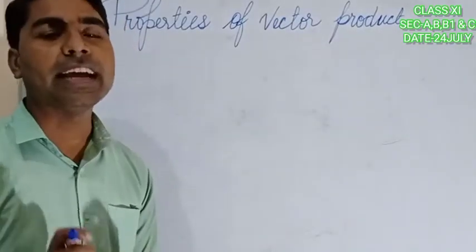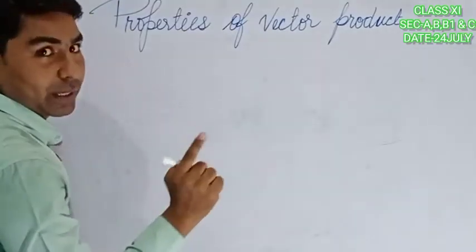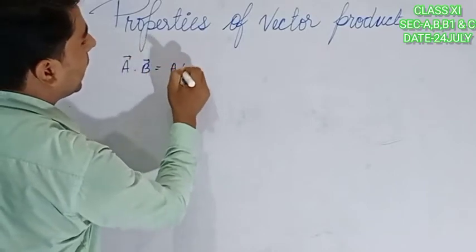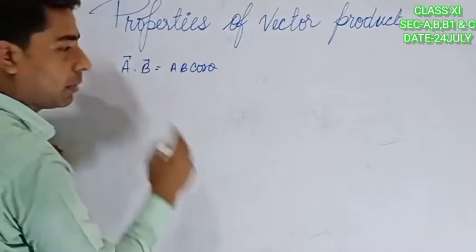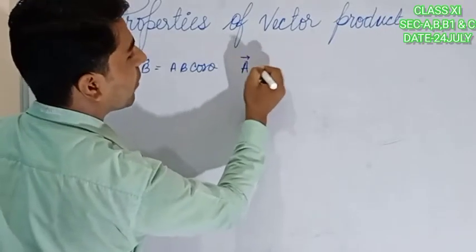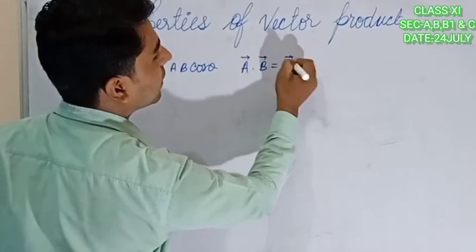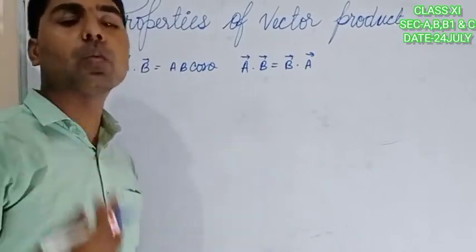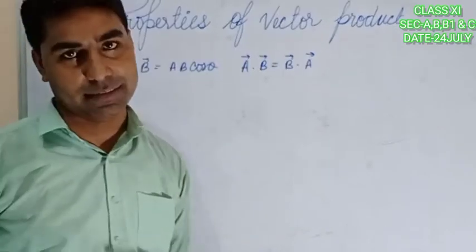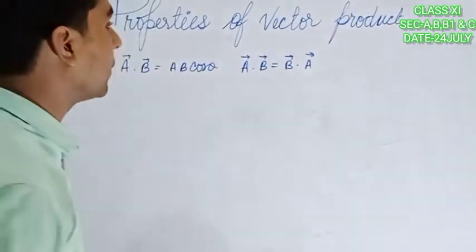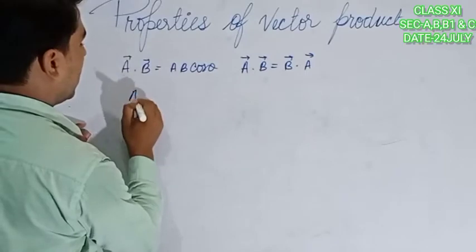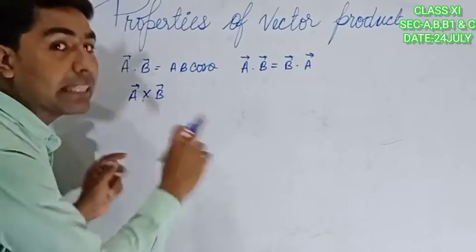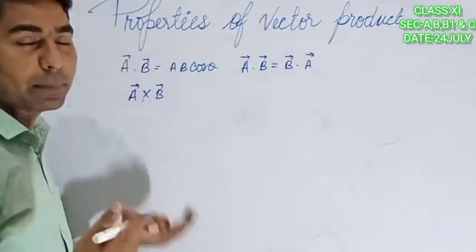Remember the first one in the dot product. A dot B is equal to AB cos theta. If you remember, this product was commutative, equal to vector B dot vector A. Why? AB cos theta was equal to AB cos 360 minus theta. I am not going to do that again. Here I am going to do that in the vector product. So we have to find out whether vector A cross vector B is equal to vector B cross vector A or not.